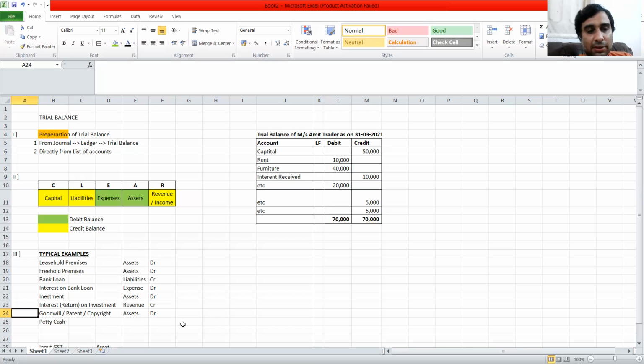All of these are assets. Petty cash is actually getting merged with the main cash, right? So you typically should merge it into main cash. But if you have to show it separately, it is an asset, right? And an asset will have a debit balance.